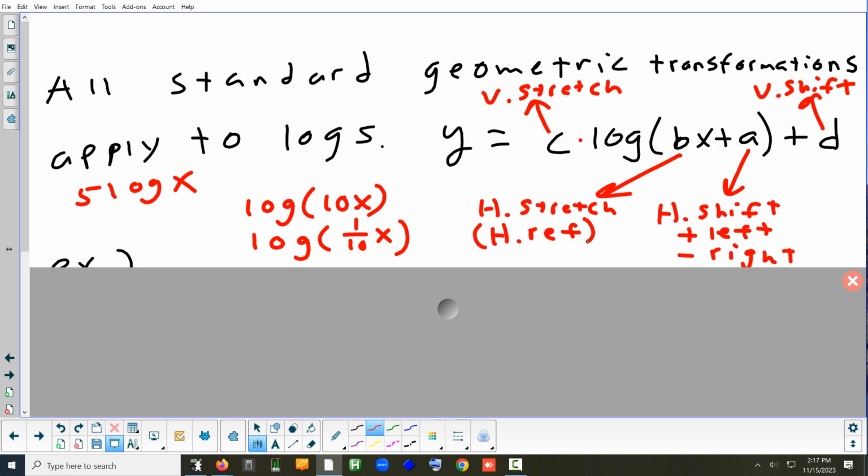So that could happen with the horizontal stretch. And what if C is negative? Over the x-axis. That's a vertical reflection, which is over the x-axis. You could just say vertical reflection, or you can say over the x-axis. Same thing. So there's 6 things that could happen: 2 shifts, 2 stretches, 2 reflections. Usually you don't have all 6 in the same problem.